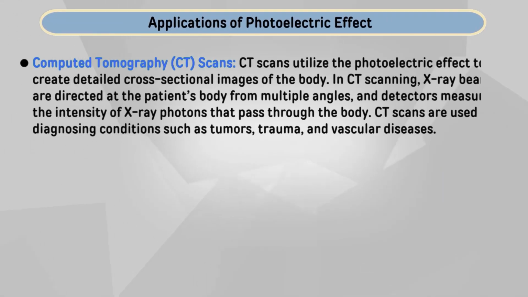CT scan, that is known as computed tomography scan. CT scans utilize the photoelectric effect to create detailed cross-sectional images of the body. In CT scanning, X-ray beams are directed at the patient's body from multiple angles, and detectors measure the intensity of the X-ray photons that pass through the body. CT scans are used for diagnosing conditions such as tumors, trauma and vascular diseases. So, this is also a good example of the photoelectric effect.